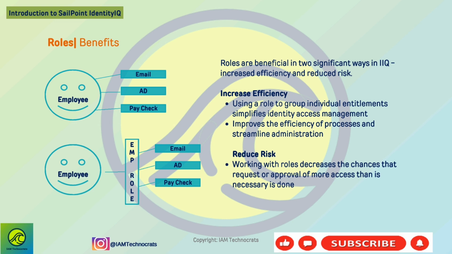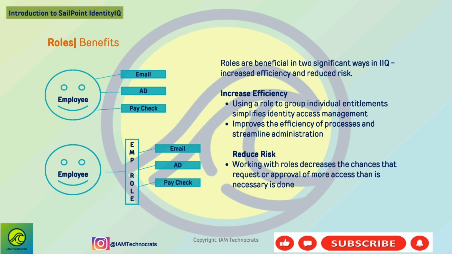Benefits. Roles are beneficial in two significant ways in Identity IQ: increased efficiency and reduced risk. Let's see increased efficiency. Using a role to group individual entitlements simplifies identity access management by allowing users to interact with a single role instead of multiple entitlements. This approach improves the efficiency of processes like access requests, approvals, and access reviews, reducing complexity and streamlining administration.